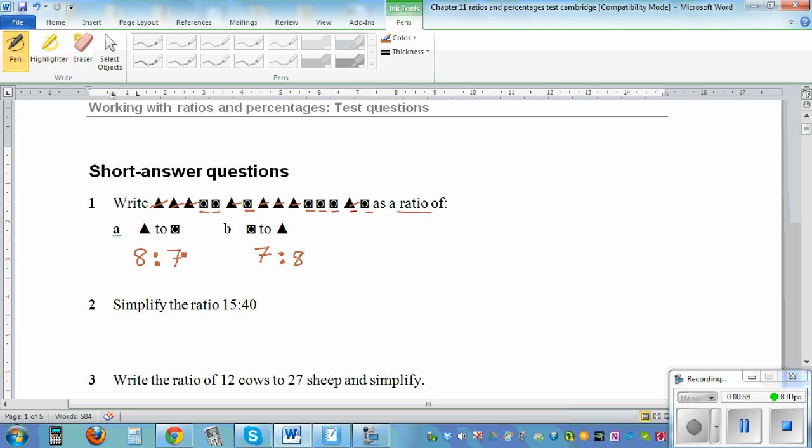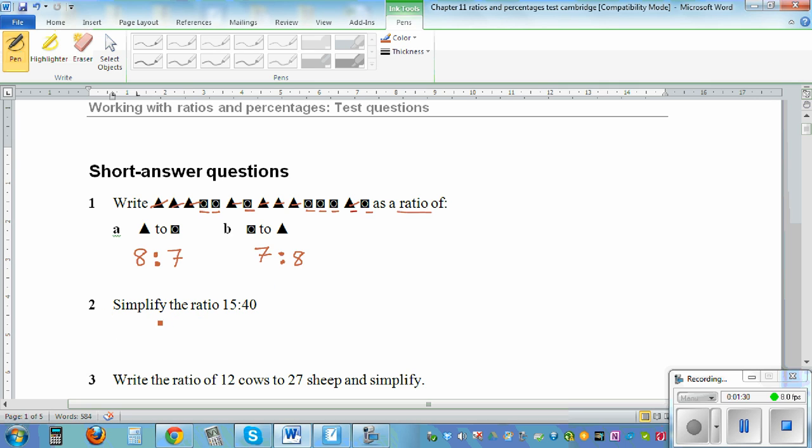Okay, in other words, what does this mean? For every 15, now where did you get the 15? So 8 plus 7 is 15. For every 15, you've got 8 triangles and 7 squares. Or if you want to say in terms of square to triangle, in every 15 of this, there will be 7 squares and 8 triangles.